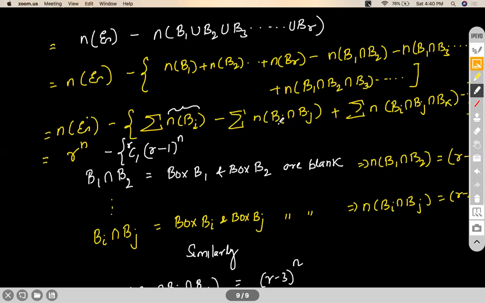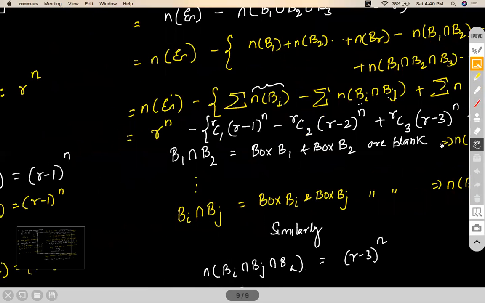Similarly, the two boxes which you choose to be empty can be chosen in rC2 ways, and the remaining can be filled in this way. Similarly, the three boxes which you want to be empty can be chosen in rC3 ways, and the remaining boxes can be filled in this way. So like that, a chain will continue till wherever it is giving you non-zero values. The moment it starts becoming zero, you have to stop there. So this is a huge formula which comes out from this exercise.